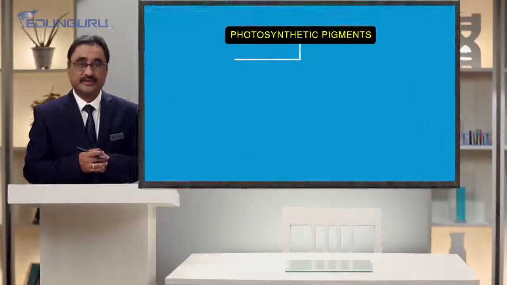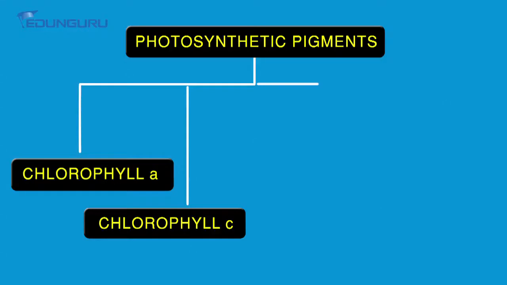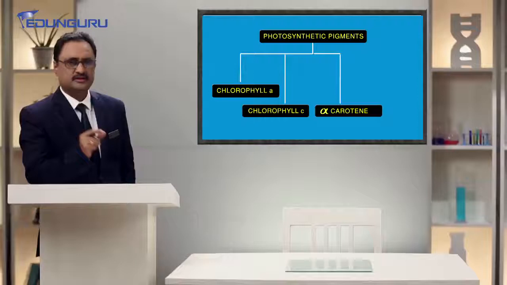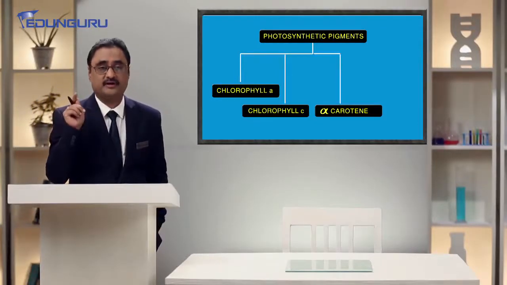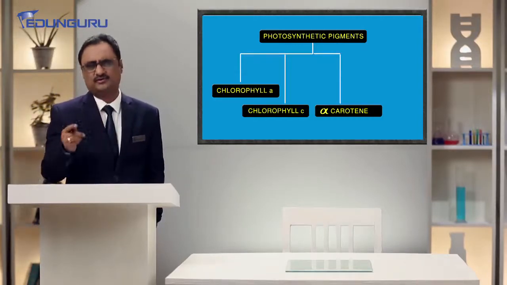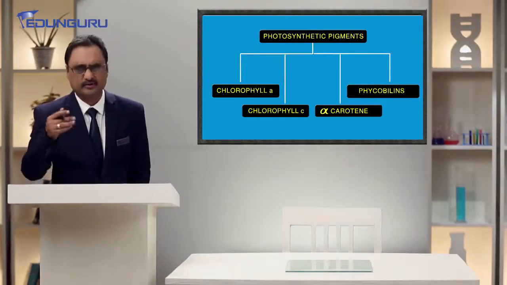Now, what are they? They are chlorophyll A. Chlorophyll A is a universal pigment, so that has to be there. Besides chlorophyll A, the specific pigment that is there is chlorophyll C, right? And then mind it, it is an alpha carotene. That is very important, and this particular question has been asked a number of times in competitive examinations, right? There is an alpha carotene that occurs in the dinoflagellates, okay? And in addition to alpha carotene, there are phycobilins, so there are different types of phycobilins over there, right?